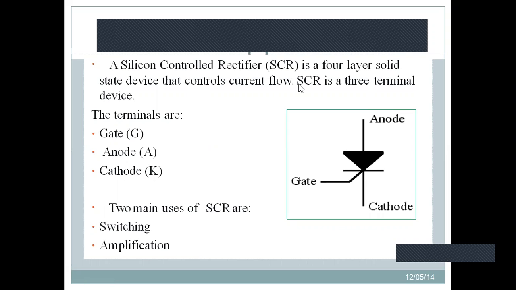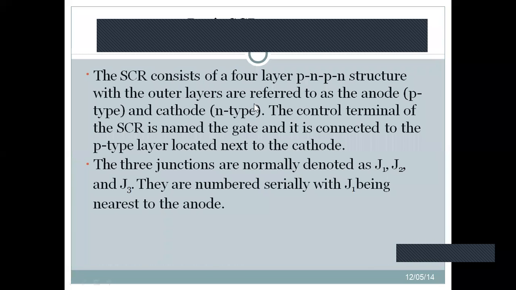So basically SCR is a 3-terminal device. What is a normal diode? It has 2 terminals, anode and cathode, but in SCR we have 3 terminals: gate, anode and cathode. Now how can the SCR be helpful? SCR has 2 uses: one is switching and second is amplification. If you want to amplify the applied voltage, you can go for amplification, or simply the SCR can also be used as a switch. As the basic operation of a diode is that it acts as a switch, the SCR can also have the switching operation.